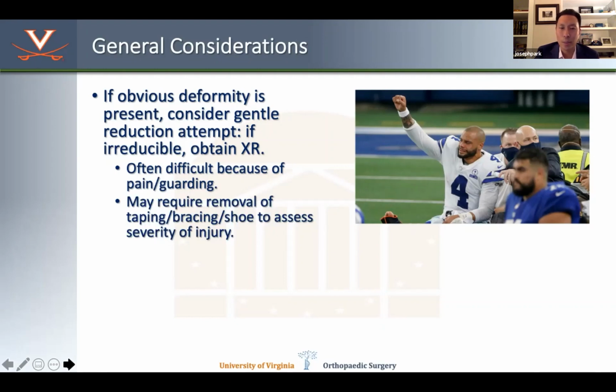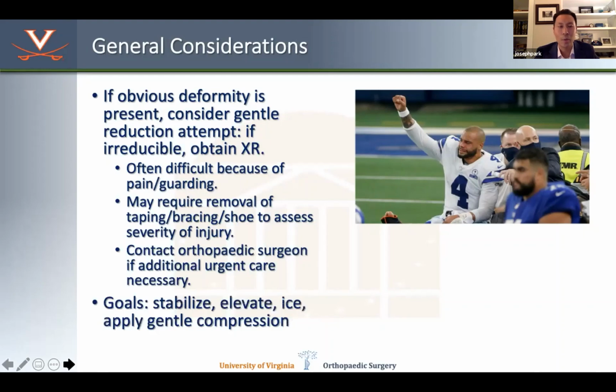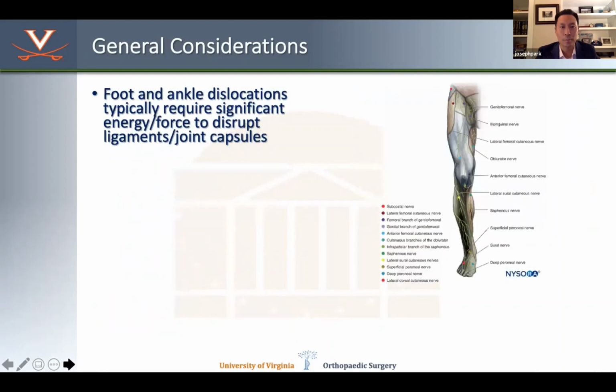I think sometimes it's a hard decision to cut through all that tape and strapping. But if you have a bad injury, you should definitely get in touch with your friend, your orthopedic surgeon, who can help with any urgent care as necessary. But really the goals are pretty simple. Stabilize the extremity, elevate, ice, and then apply gentle compression.